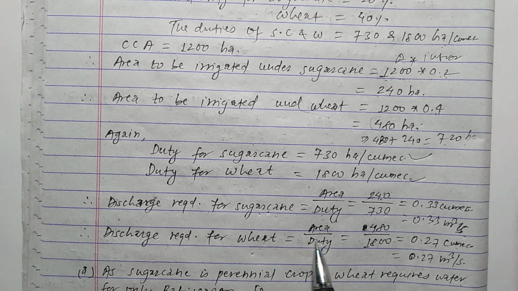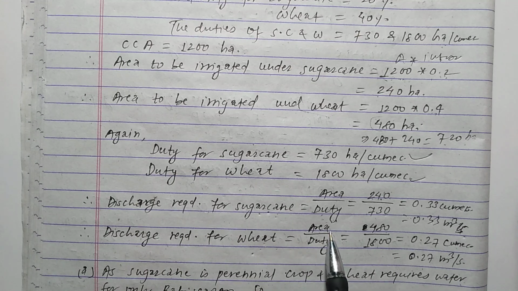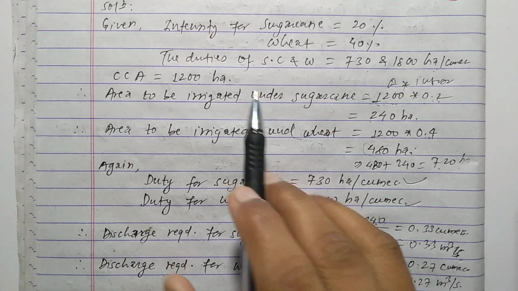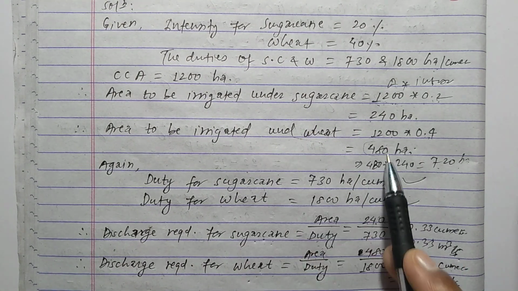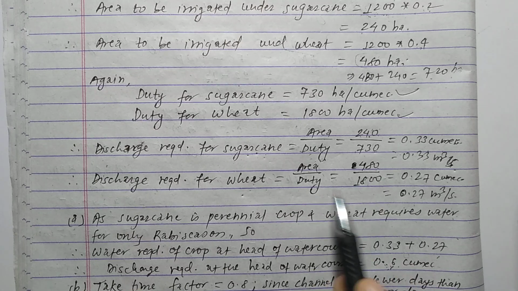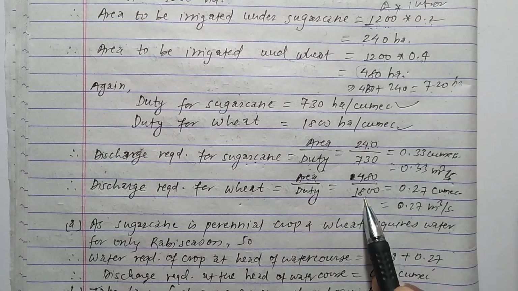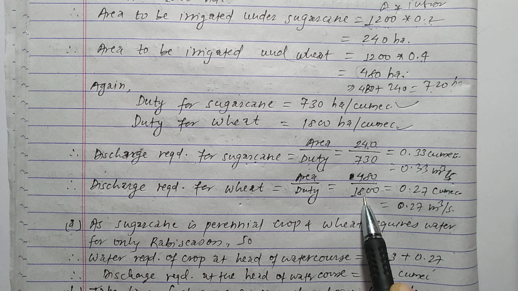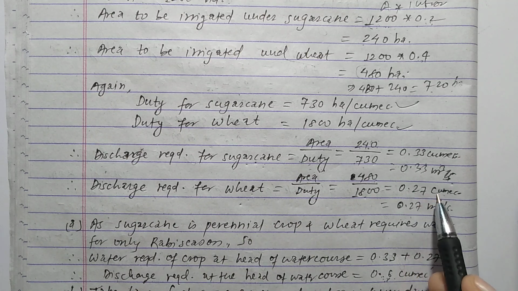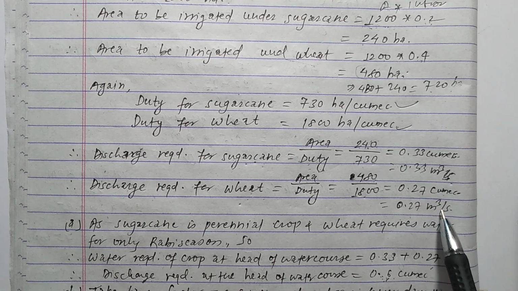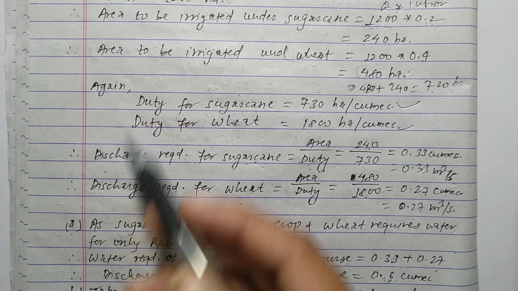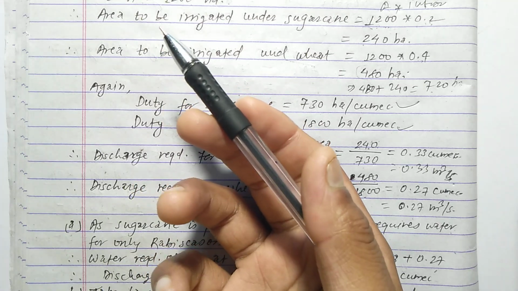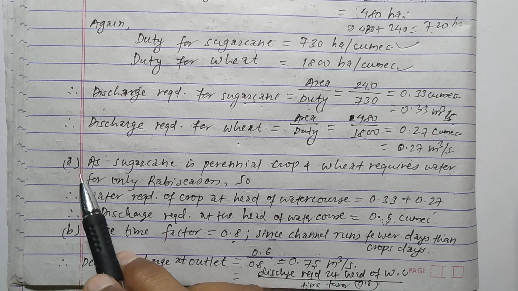For the wheat, the area we have already calculated, that is area of wheat equal to 480. So we take 480 by duty of wheat, 1800 hectare per cumec. After calculating this value, we get discharge for the wheat as 0.27 cumec, or 0.27 meter cube per second. In this way we have calculated discharge and area. So now we have to calculate the very first part.